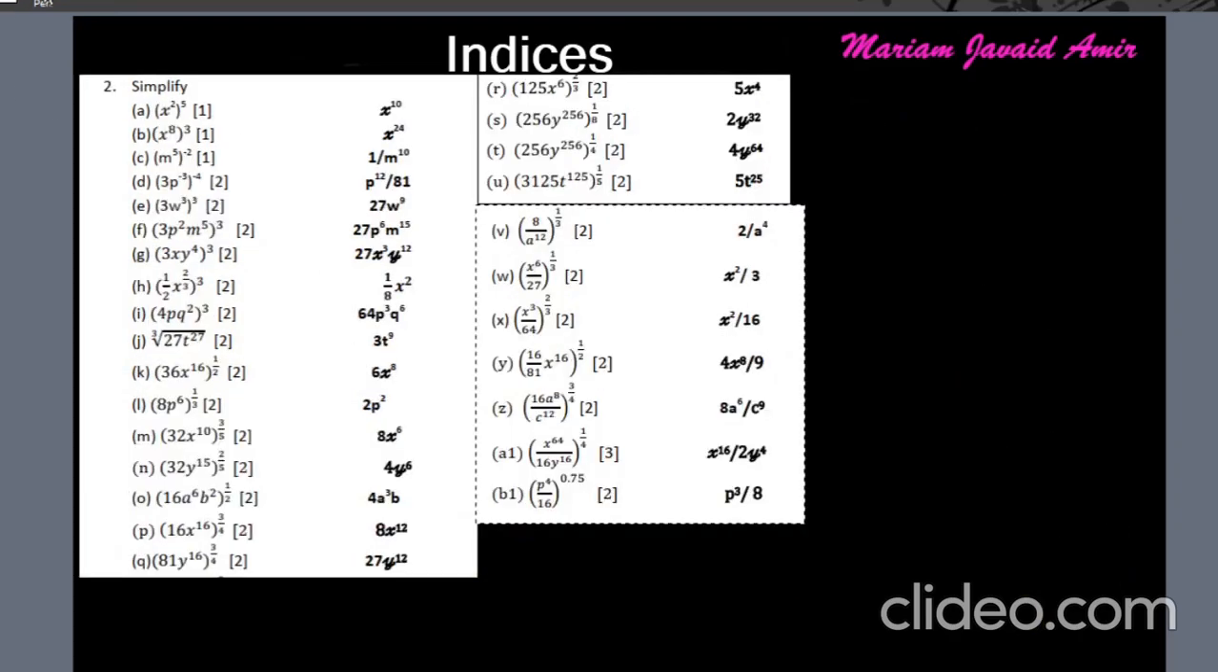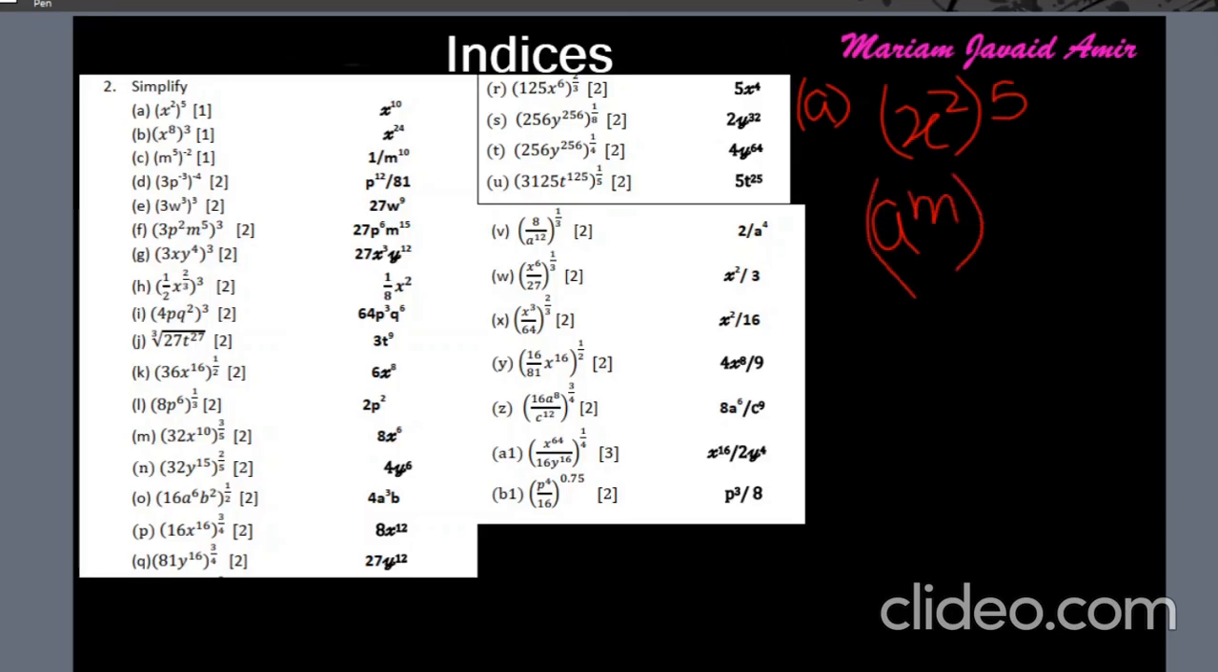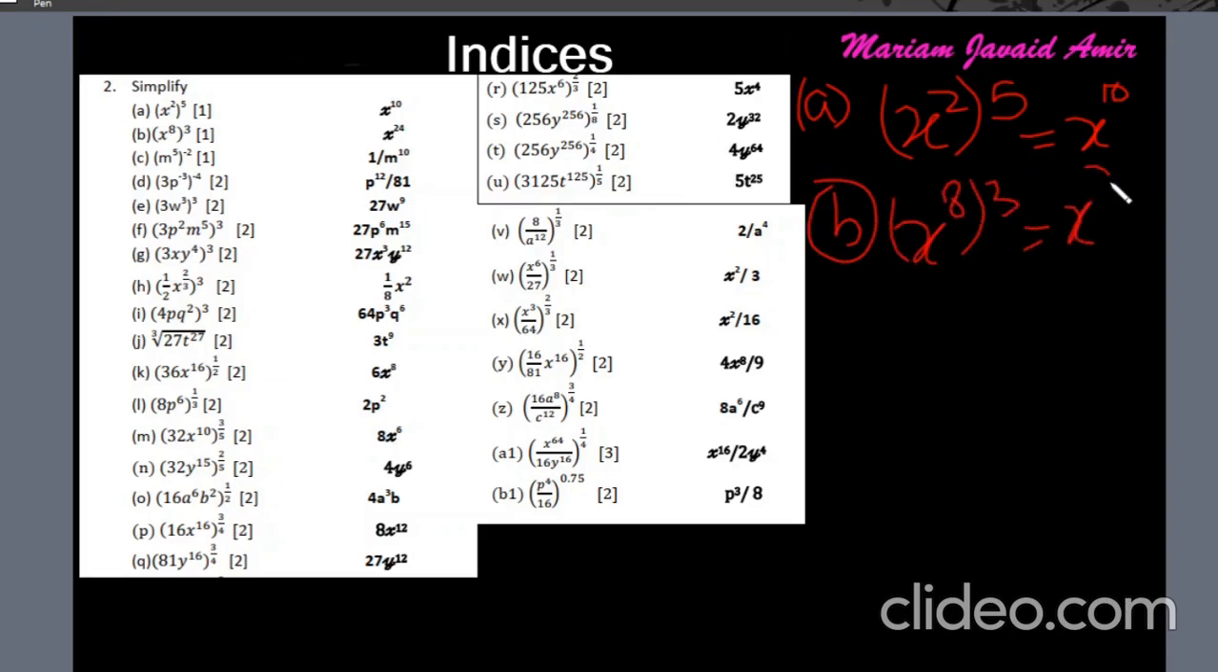Okay, let's start question number 2, which says simplify the following. For part A, we have x square, then brackets, and then another power 5. Now here another formula comes into play, which is if we write a power m, bracket, power n, then the powers won't get added now. Now the powers will get multiplied. So keep this formula in mind. So keeping that in mind, we get x power 10. Similarly for part B, we get 8 times 3, which is x power 24.